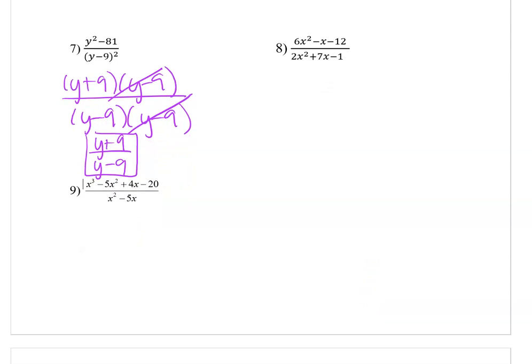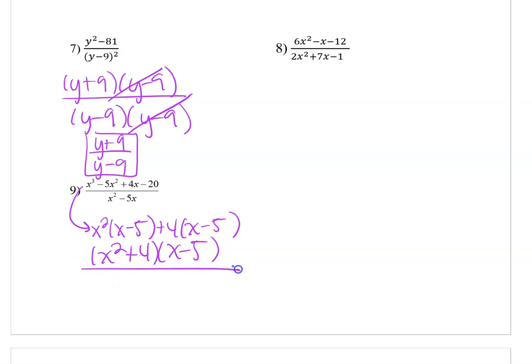Lastly here for 9, just to throw a different type of factoring in, it has 4 terms, so that means I'm probably going to do factor by grouping. So I can factor out an x squared from the first 2 terms, and I can factor out a 4 from the next 2 terms. So that factors to x squared plus 4 times x minus 5, so that would be my numerator, all over, and then I can pull out a GCF in the denominator. Whatever's alike, I can cancel out. And that leaves me with x squared plus 4 over x.